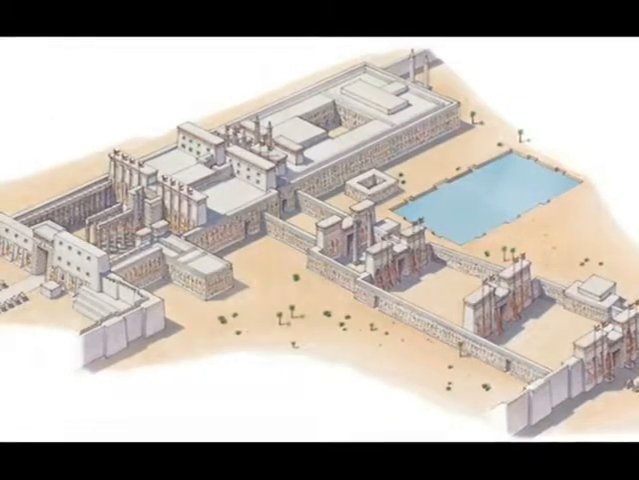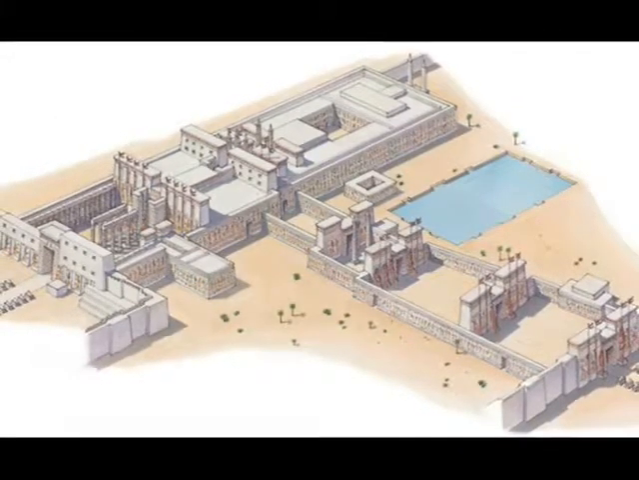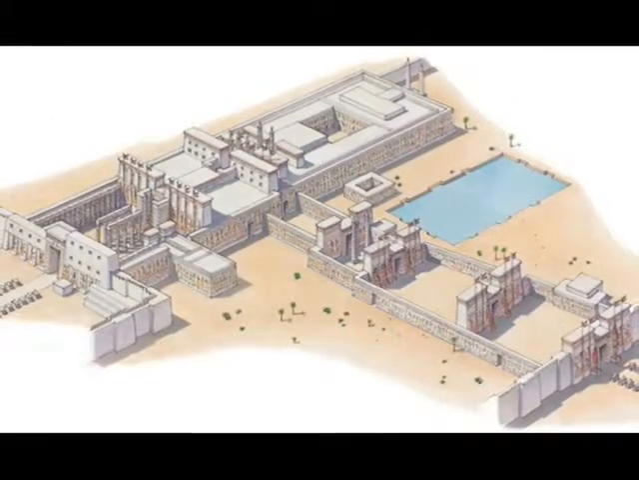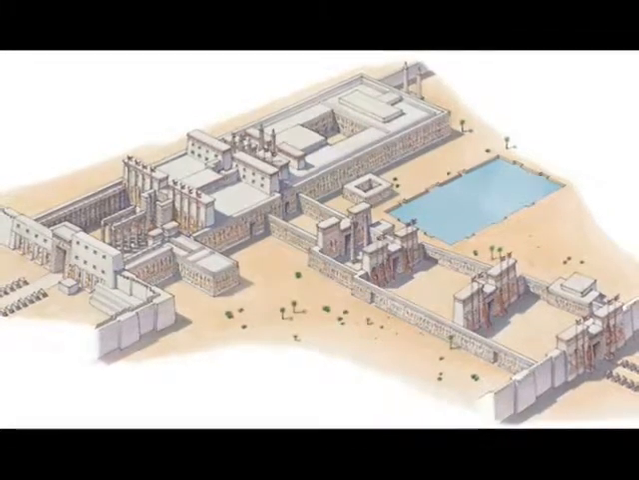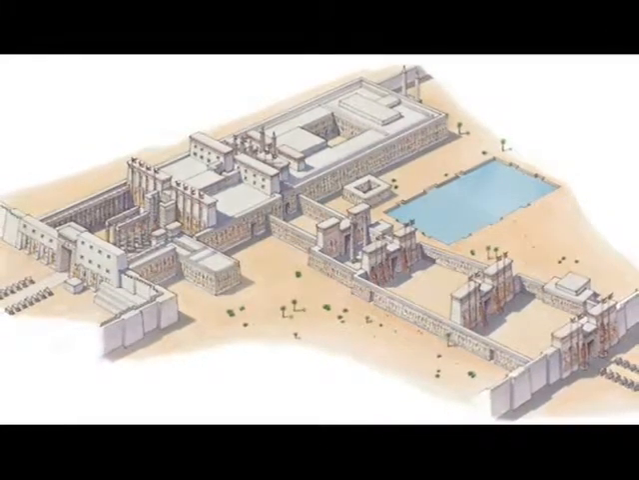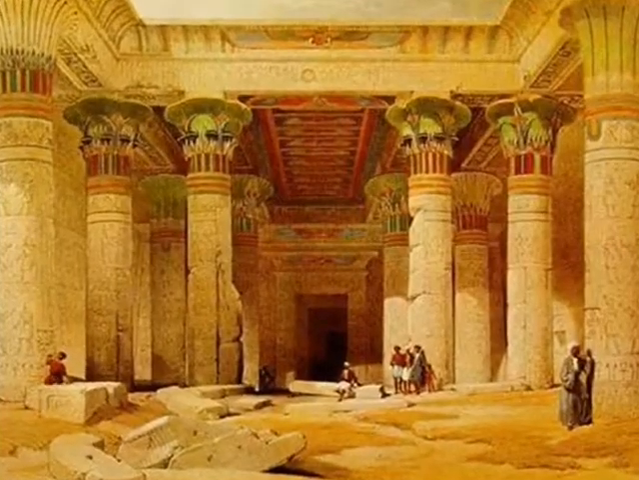The hypostyle hall sits across the main axis of the temple and is normally as broad as the width of the courtyard in front of it. Sometimes it was separated from the courtyard by another pylon. It had 2 important symbolic meanings.